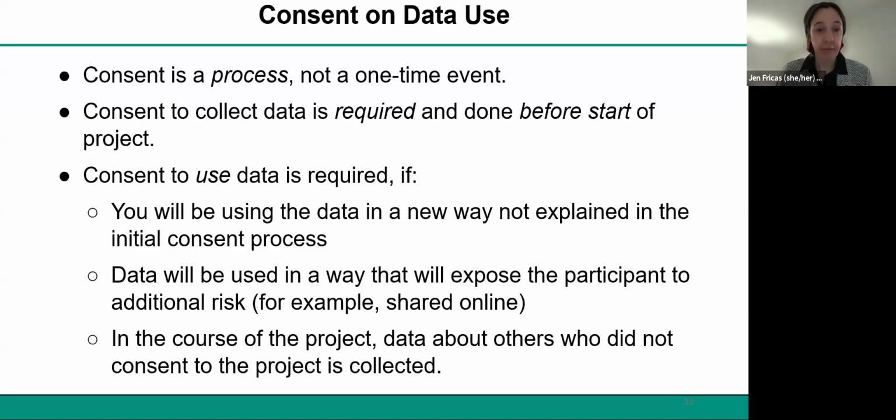For instance, if, again, the data is used in a new way that was not explained in the initial consent process, if the data is going to be used in a way that now will expose the client or participant to additional risks, for instance, now we're putting some information online, or if in the course of the project or service, data about others who did not consent is collected, then we need to circle back with those people.